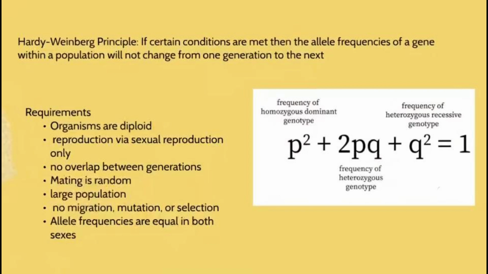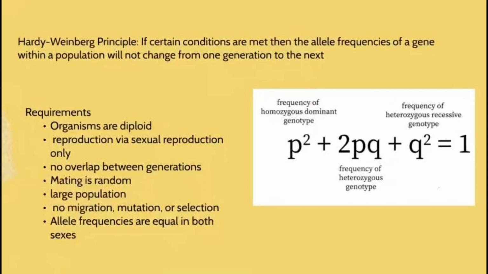In a population, if there are just 2 versions, so 2 alleles of a gene, people can be homozygous dominant, heterozygous, or homozygous recessive. They can have 2 dominant genes, 1 dominant and 1 recessive gene, or 2 recessive genes. We know this from the previous lessons.